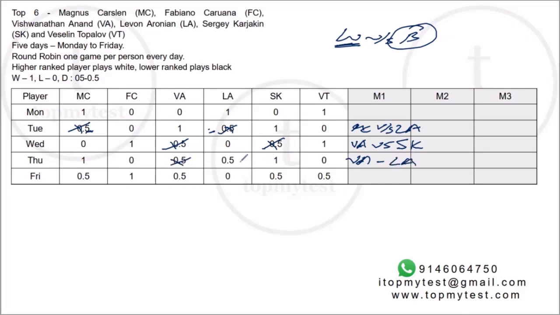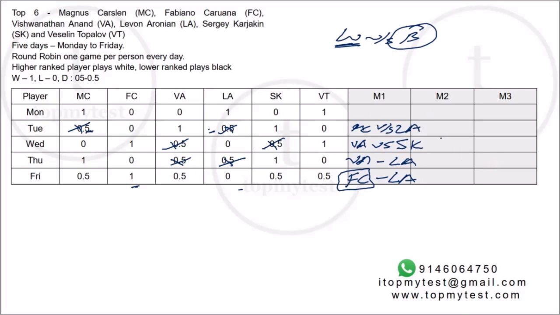This is out, this is out. And on Friday, you have 2 draws. But FC plays LA, so FC will beat LA. And FC will play with white, so I can mark very clearly FC, LA, and FC won the match. Right, so this is what we have.